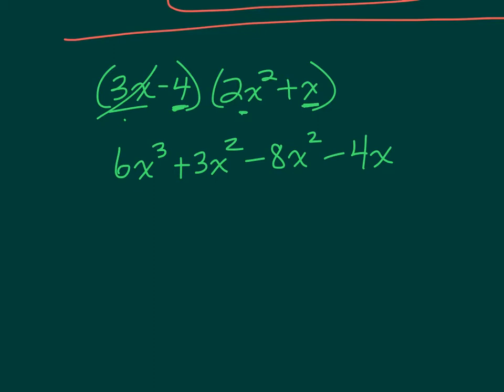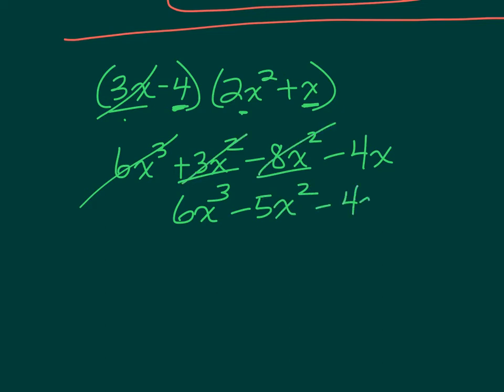And then combining like terms, the only x cubed term I have is 6x cubed. Be done with it. Then 3x squared and minus 8x squared would be minus 5x squared. Done with that. And then minus 4x. Okay, so there's an answer.